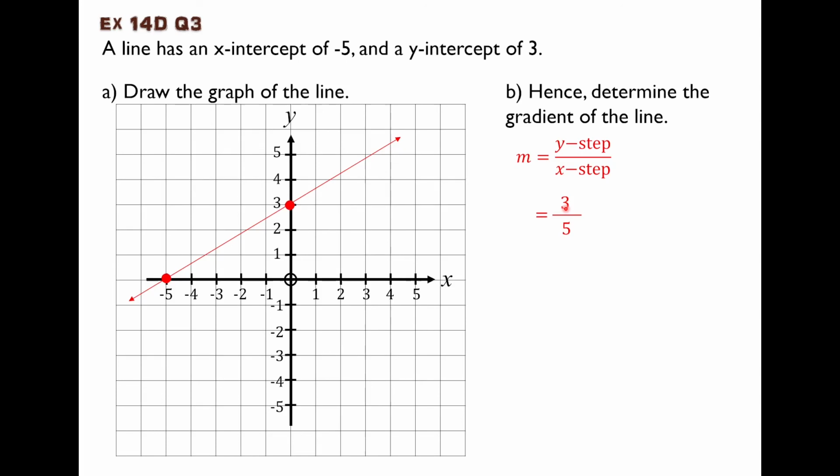Good. And one final little bonus thing is the gradient is 3/5. So if I go across 1, I go up 3/5 of a square. Fun little fact for you.